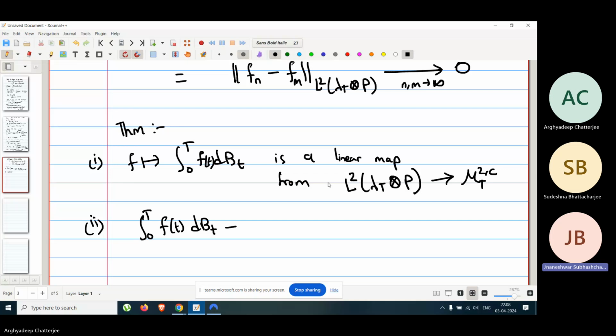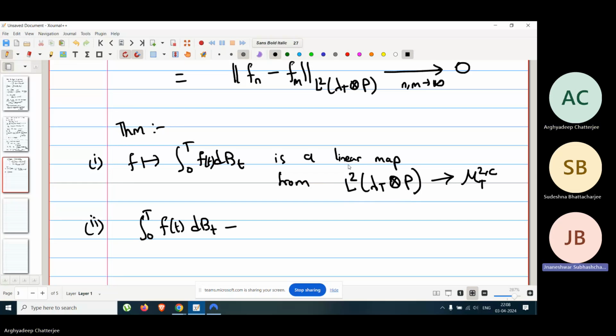But as long as you are doing it for dBt, probably even adapted would work. So just by looking at f of t, if I understand that it is adapted, then I don't have to worry about it being progressively measurable, right? Yeah. As long as it's adapted and this norm is finite, this L2 of lambda_t cross P, in that case we can define this integral without any hesitation.